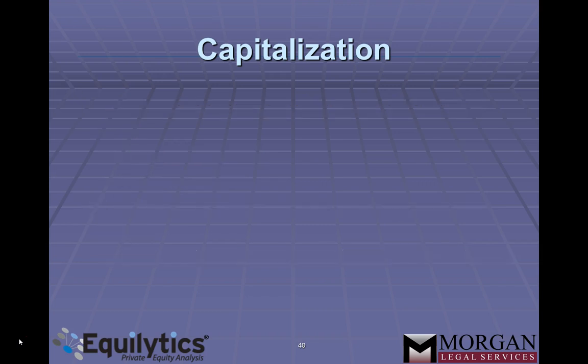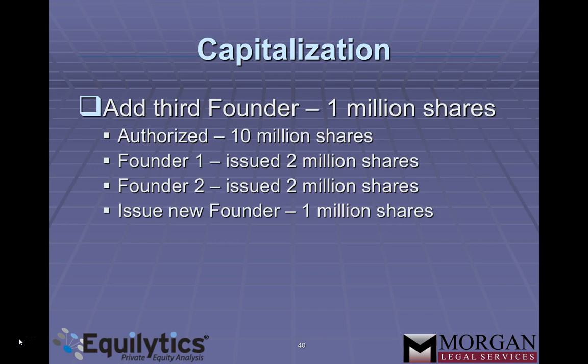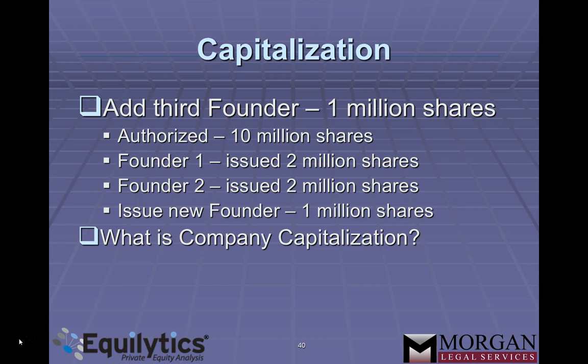All right, let's look at an addition to the example. We're going to add a third founder. We're issuing to this third founder 1 million shares. So where we are now, we have authorized 10 million shares. Our first founder has 2 million, second founder has 2 million, our new founder has 1 million. What's the company capitalization? What does that look like? And what's left in the treasury?